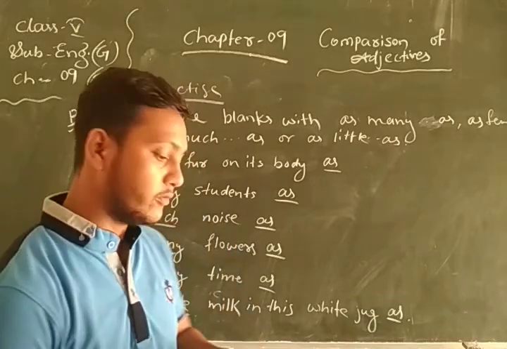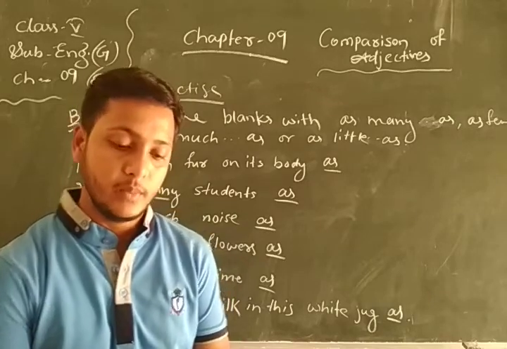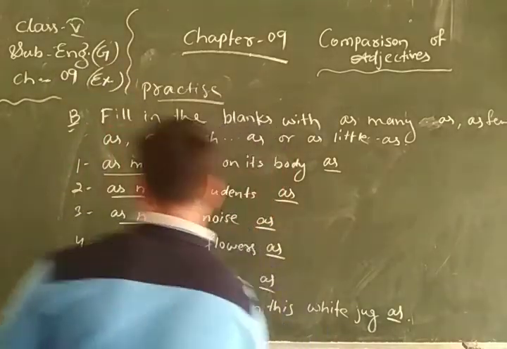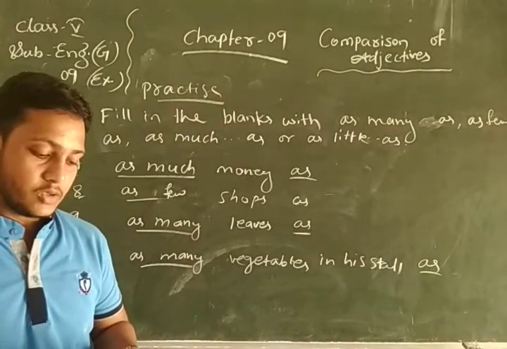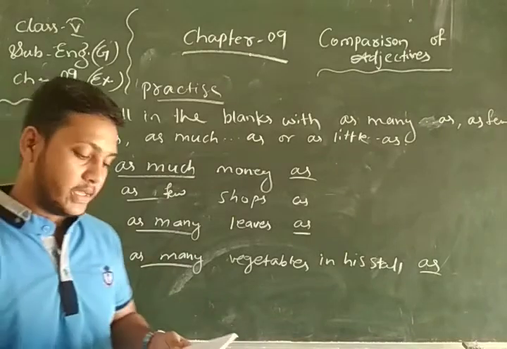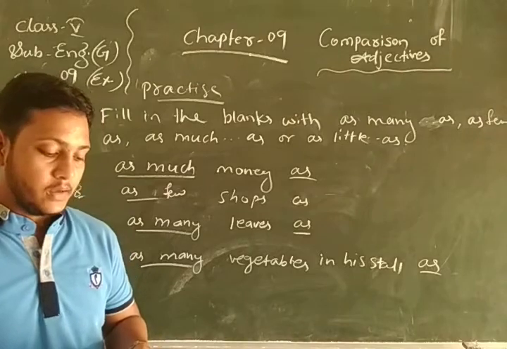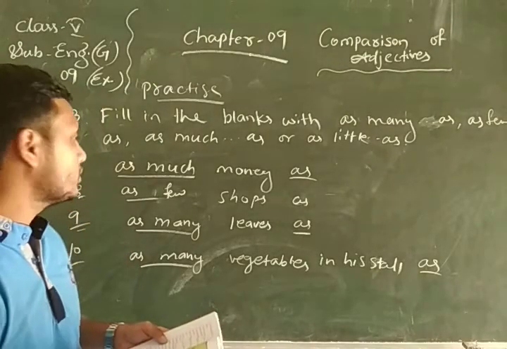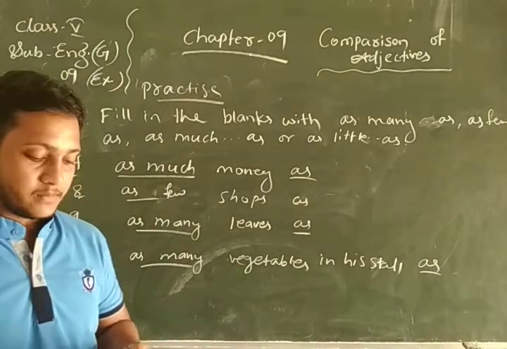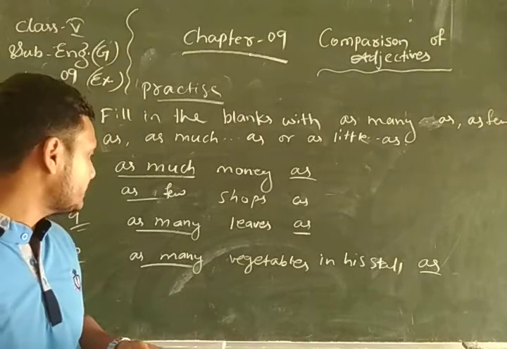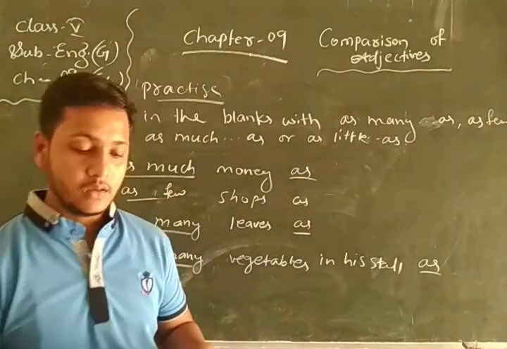Okay, so in this way you have to put as little as, much as, many as and fill up the blanks. Okay, see note 7. The dress cost as much money as an entire meal for 4 people in a good restaurant. Rajneesh has opened as few shops as his brother. This banyan tree has as many leaves as the neem tree. The vendor has as many vegetables in his stall as the vendor on the opposite side of the road.